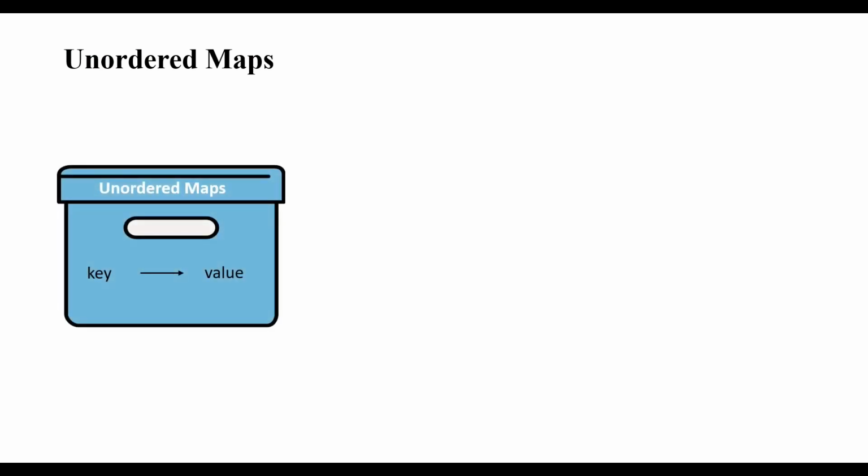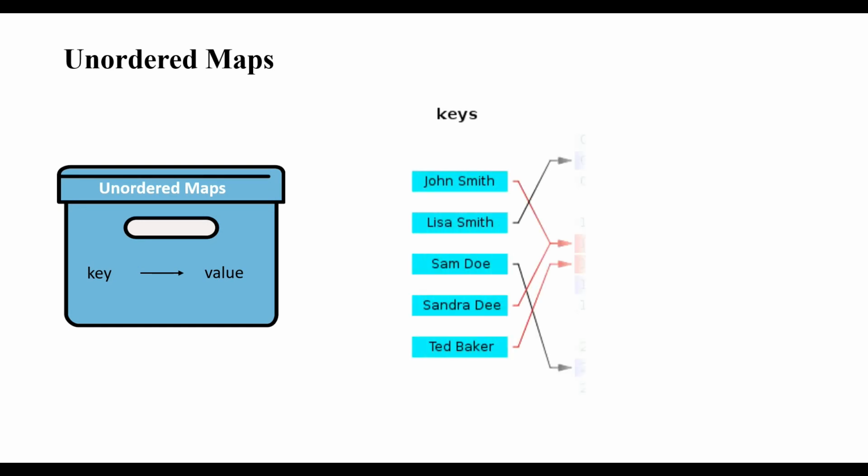Now unordered maps again are associative containers which store values in a key value pair. So how is it different from a map? The answer is that an unordered map stores values with the help of a hashing function. So what the unordered map does is that it takes the key, hashes it, and then stores both the key and the value at the index of the hashed value.